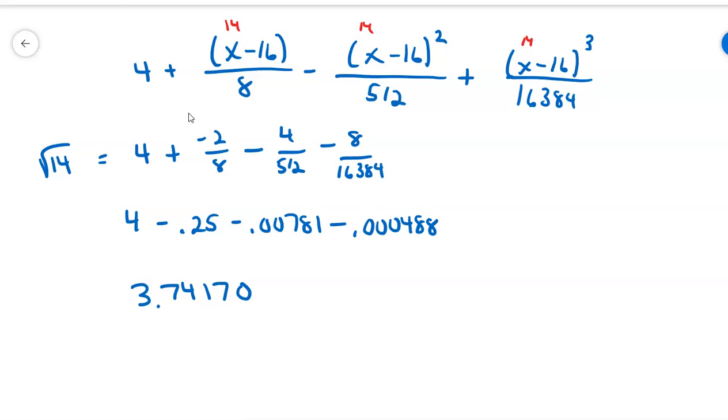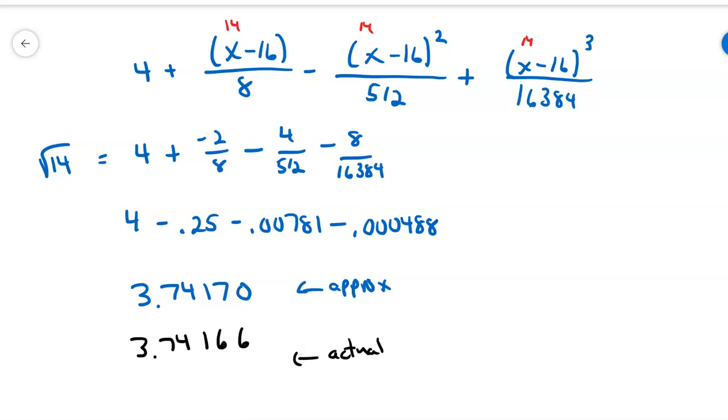What is the actual value of the square root of 14? So that's my approximation. What is the actual value of the square root of 14? I'll keep as many decimal places, 1, 2, 3, 4, 5. All right. I got 3.74167, so that 5 rounds up to a 6.